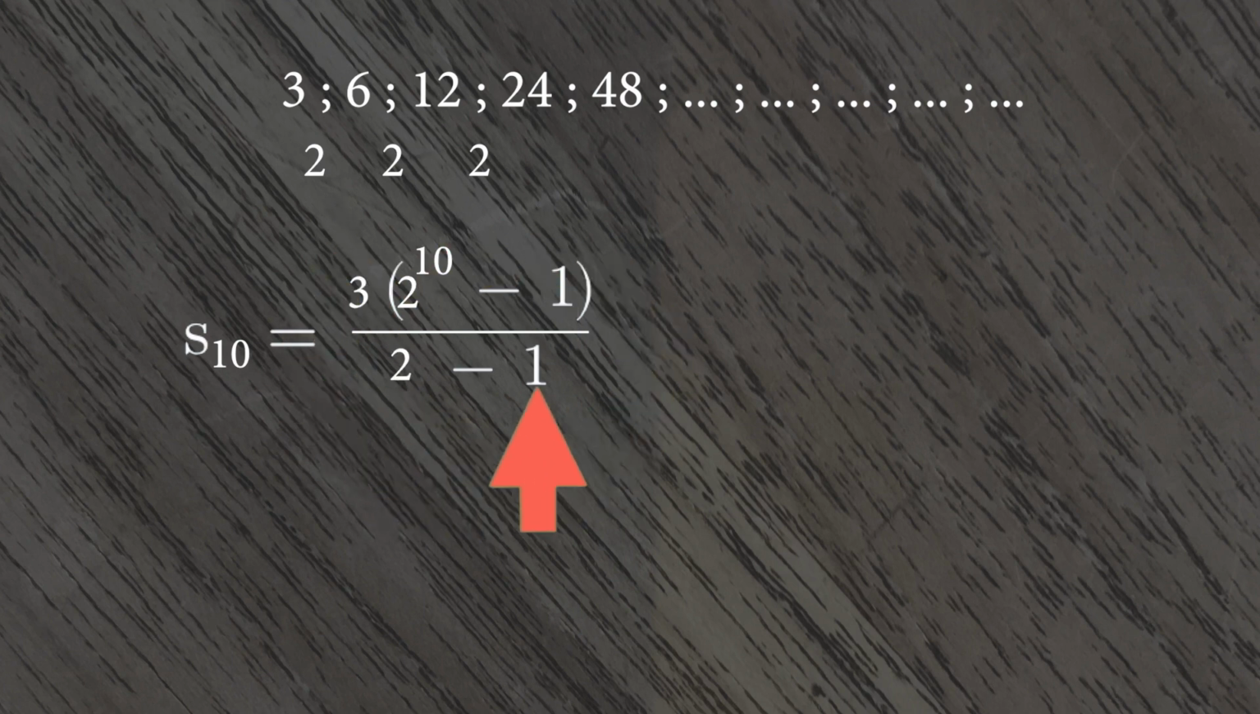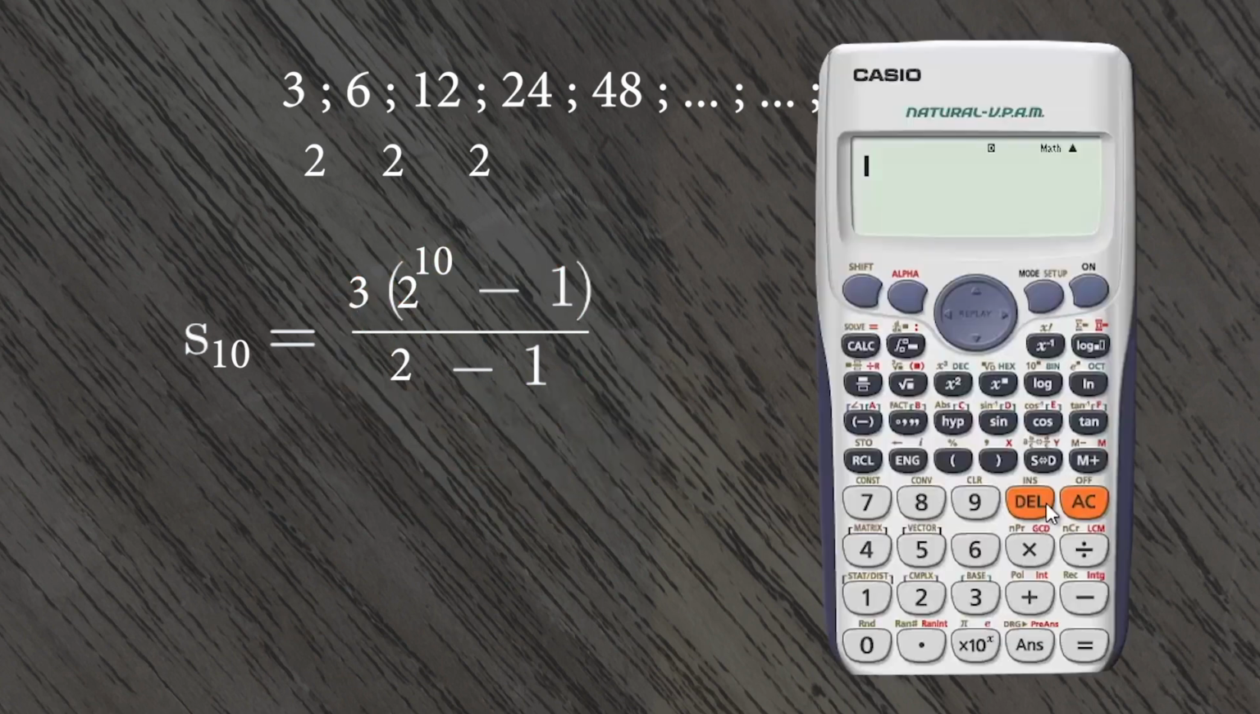And now we can simply take all of this and type it into our calculator exactly the way it is written here. So we press the fraction button, then we fill in 3, we open up a bracket, then we press this button where the exponent is unknown, and then we fill in the base, scroll right to fill in the exponent, which is 10, and then we scroll right again, minus 1, and close the bracket, scroll down, and 2 minus 1 and equal, and there's the answer.